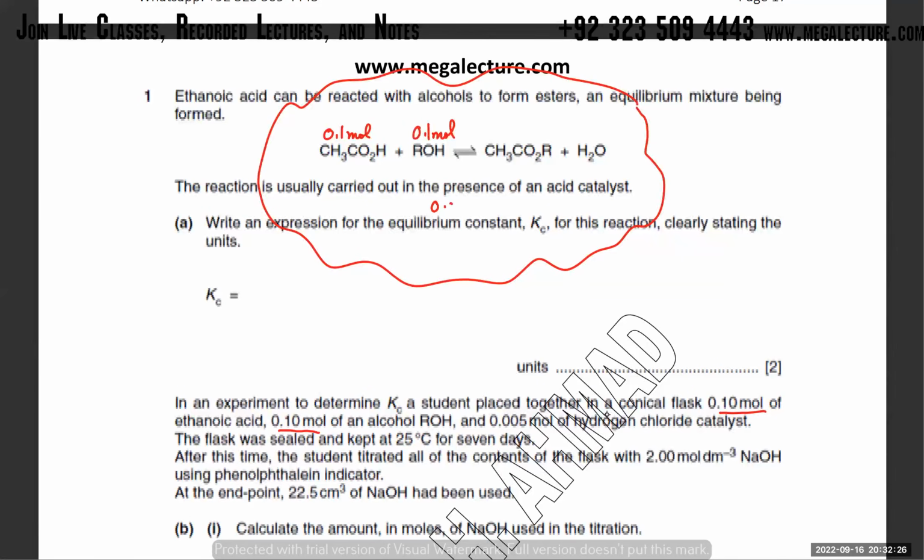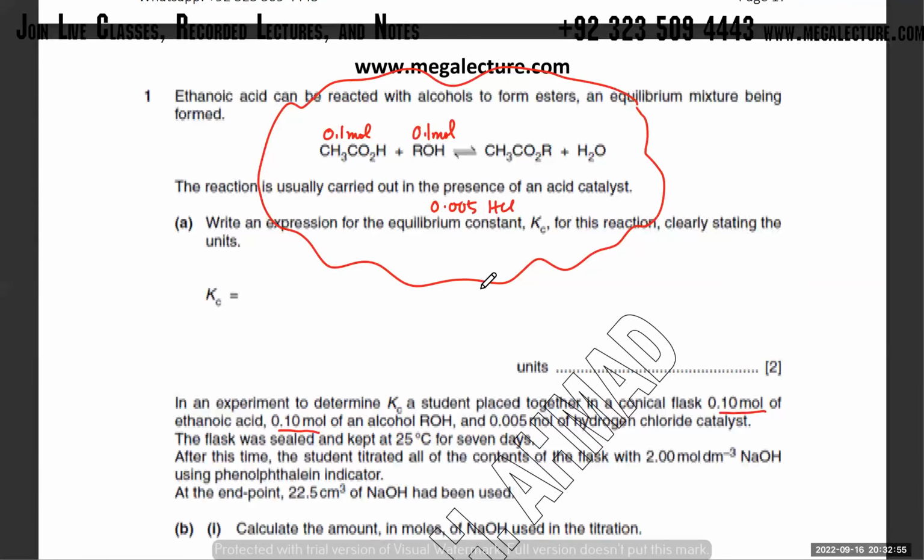What does the catalyst do? It doesn't affect the equilibrium position. So 0.005 moles of HCl is also added. And now he says the flask was sealed and kept at 25 centigrade for 7 days. After this time, the student titrated all of the contents of the flask with 2 mole per dm cube NaOH using phenolphthalein indicator. At the end point, 22.5 cm cube of NaOH was added.